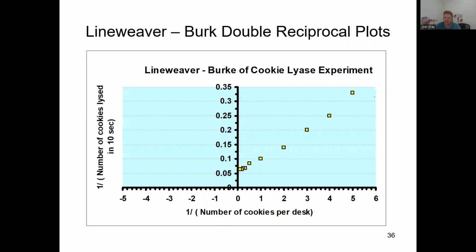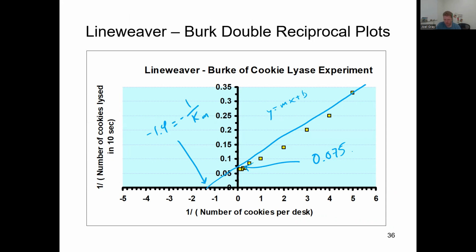And you know what? Whenever we did that, we could have a line y equals mx plus b and figure out, okay, here is our x-intercept. That's negative 1.4. Our y-intercept is 0.075. Those values equal negative 1 over Km and 1 over Vmax. You do the algebra and solve for your Km, solve for your Vmax.